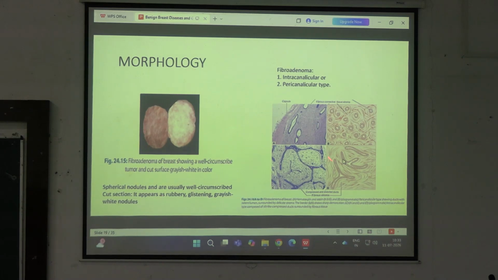Intracanalicular, the ducts will be compressed. By proliferating stroma, the ducts will be compressed, and this is known as the intracanalicular pattern. And when there is stromal proliferation surrounding the ducts, this is known as the pericanalicular pattern.